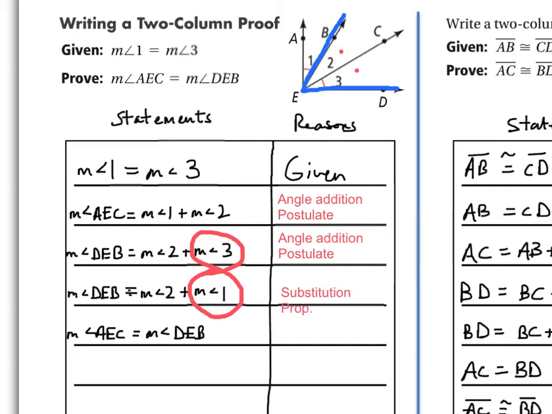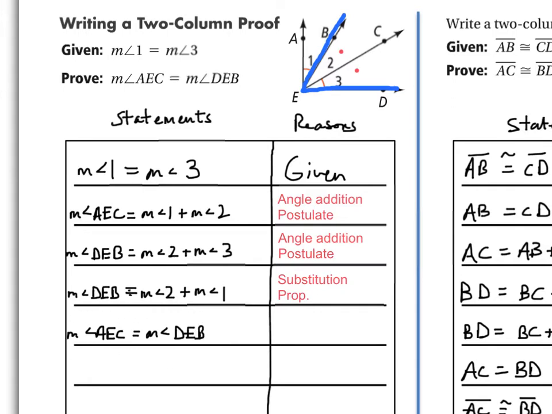Okay, that's the substitution property for that reason. They've replaced the 3 with the 1. Okay, now you'll notice again we go from this line right here, DEB is equal to the measure of angle 1 plus the measure of angle 2, or 2 plus 1, to now AEC and DEC, or DEB, are now equal.